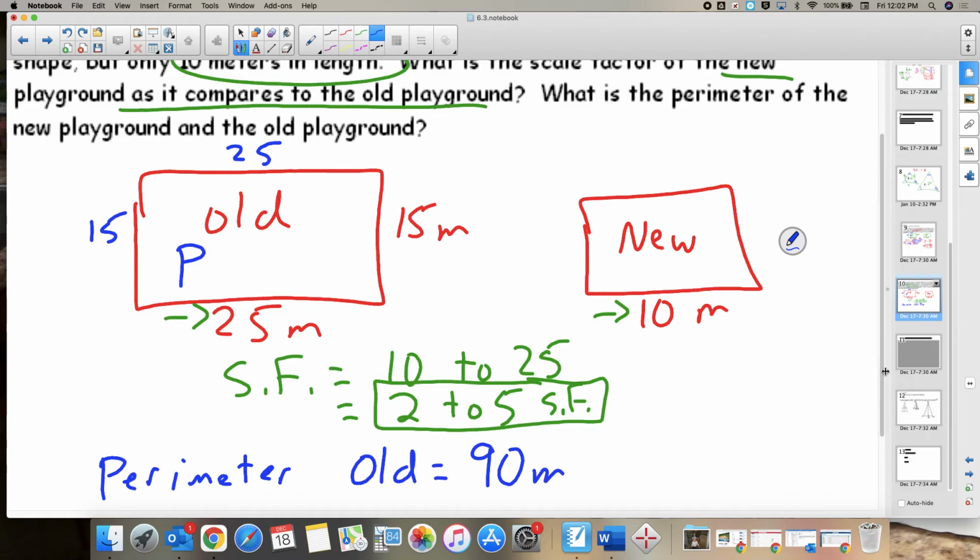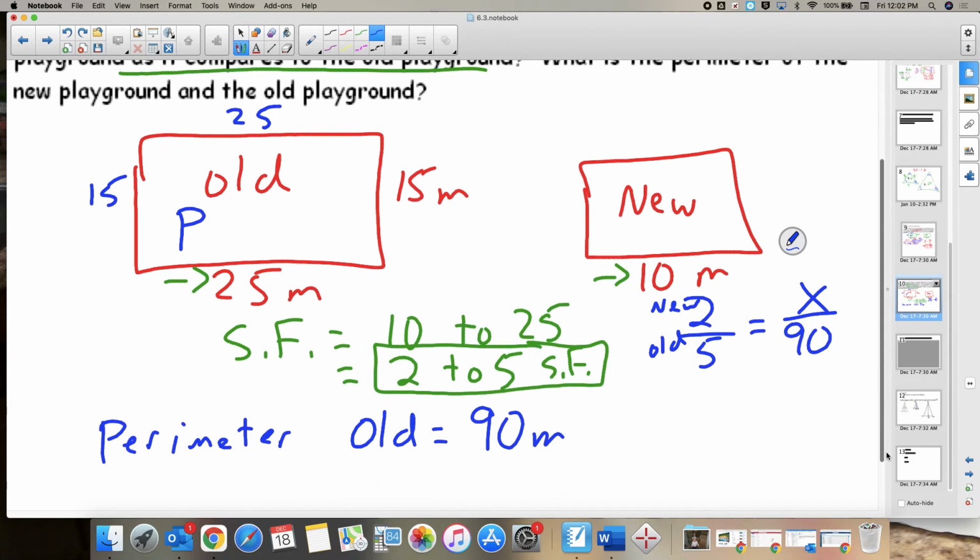As for the new playground, this is where we need to use our scale factor. That scale factor was 2 to 5. And that was new, old. So the new playground, we do not know its perimeter. But the old playground had a perimeter of 90. Once again, we'll cross multiply. 5 times x is 5x. 2 times 90 is 180. And then we'll divide to get our answer. 180 divided by 5 gives us x to be 36. So that means our new playground has a perimeter of 36 meters.